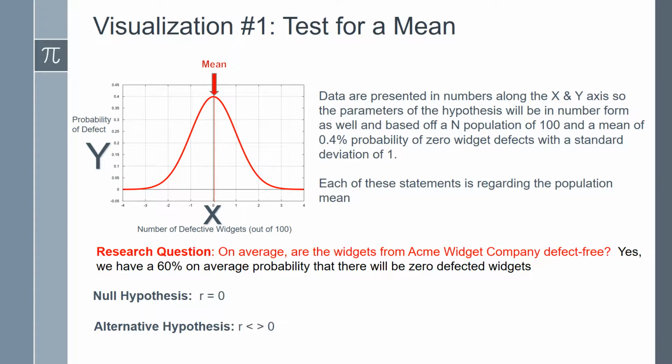Let's first look at visualization, test for a mean. Here we can see that we have a symmetric bell curve, which means the outcome for the study will either be left or right of center, which we will know once we determine the deviation of the data. So right here we have the mean showing we have 0 defective widgets with a probability of 40%.